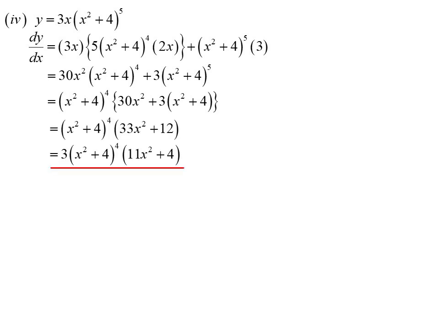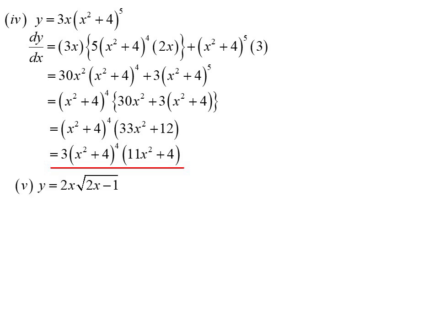Diff the first, 3. Now, we can do some factorising here. We have a common factor of 3. We also have a common factor of x squared plus 4 to the power of 4, leaving me with 30x squared plus 3 outside x squared plus 4, and there we go. Eventually we have our derivative. Oh, I didn't take out the factor of 3. God, why didn't I take that out straight away?